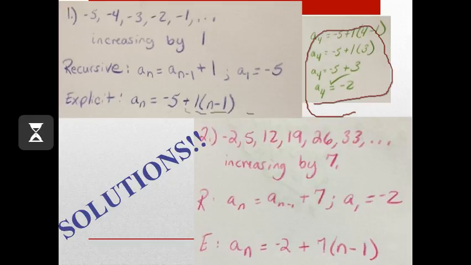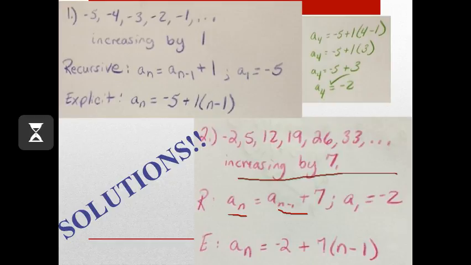Now number 2, everything is increasing by 7, so your recursive formula is going to be a sub n equals a sub n minus 1 plus 7. A sub 1 is your first term, which is negative 2. Your explicit formula, a sub n equals negative 2, which is your first term, plus 7 times n minus 1.